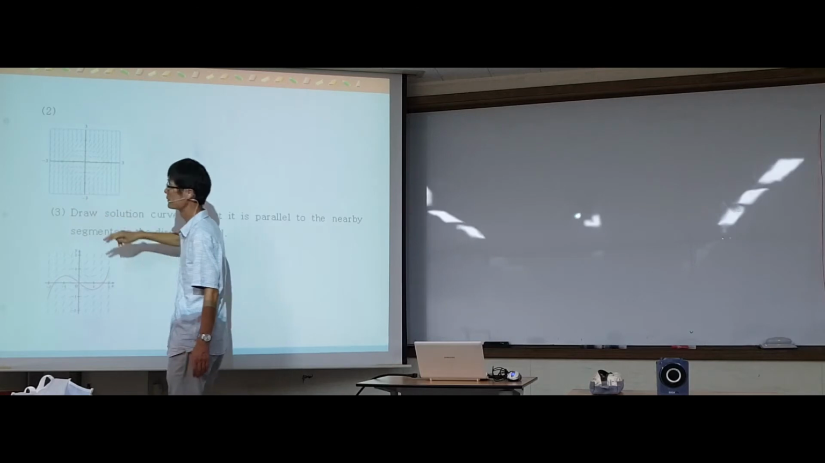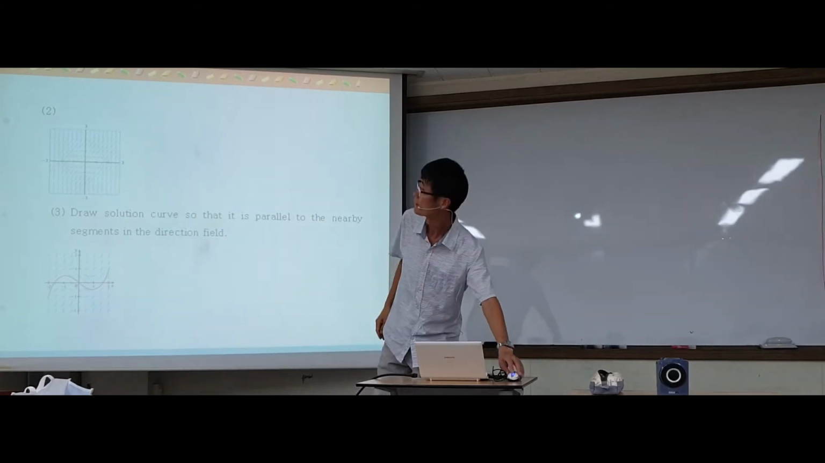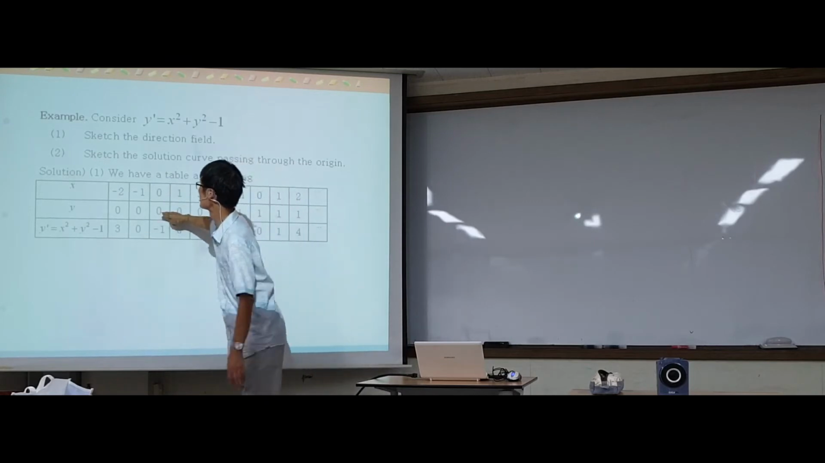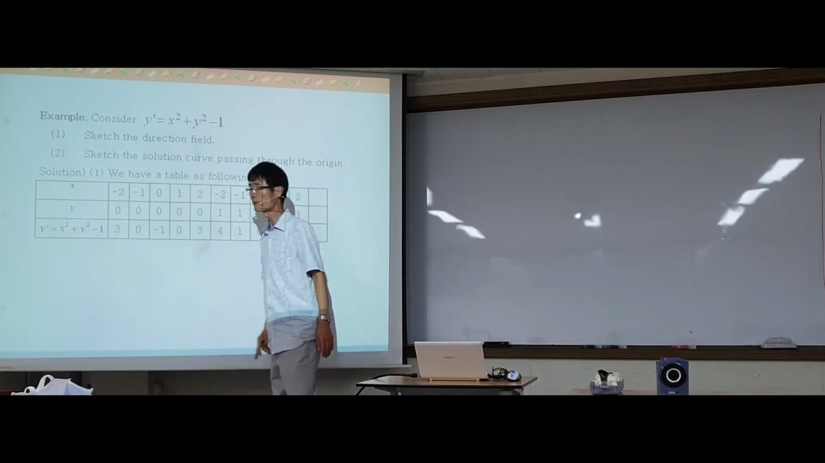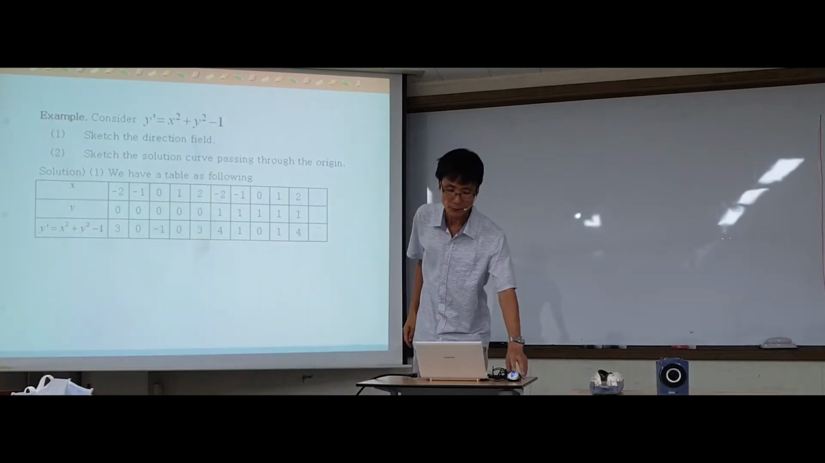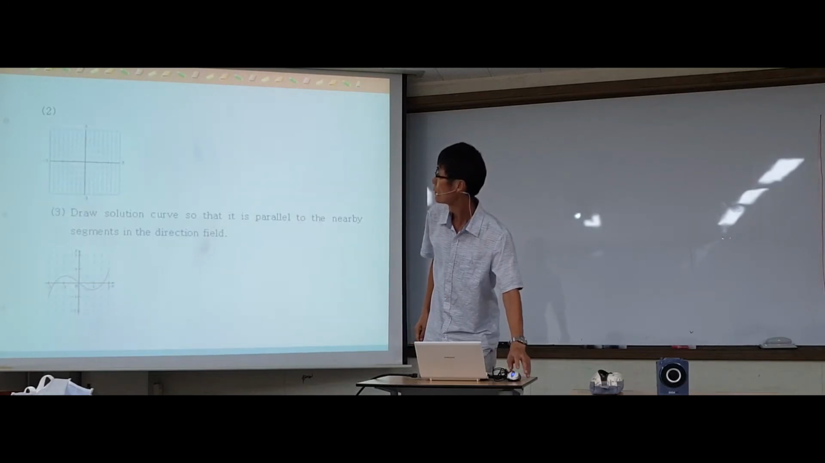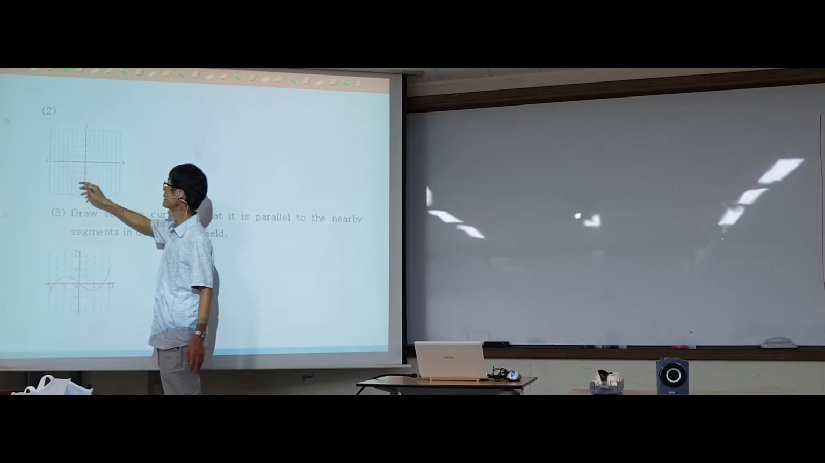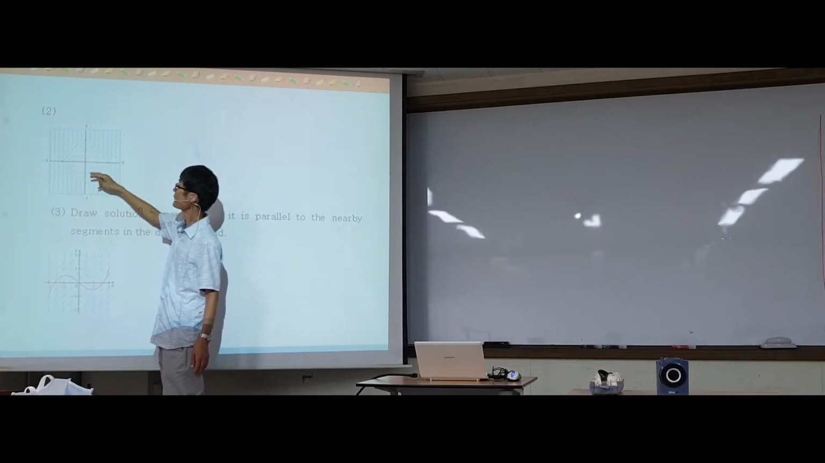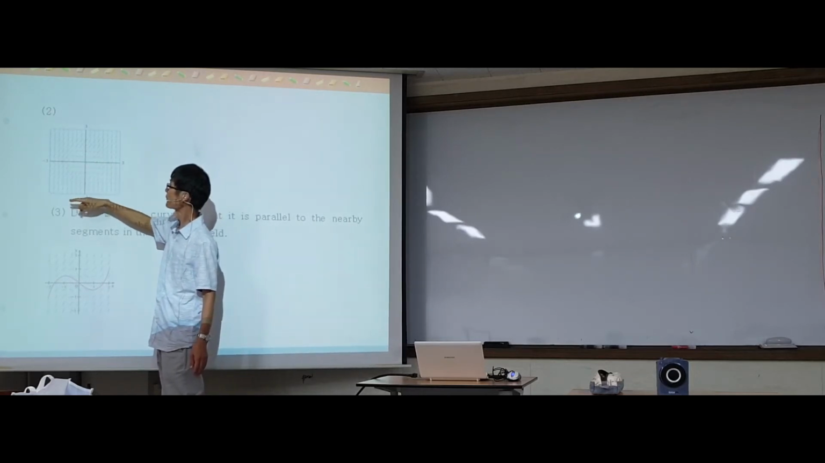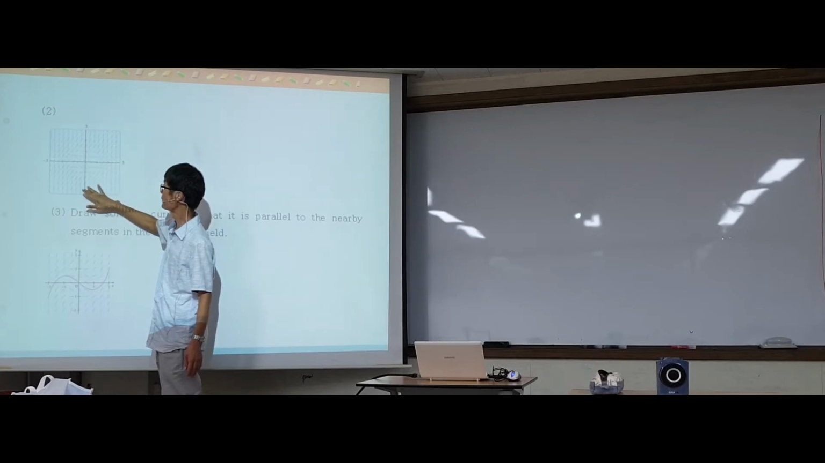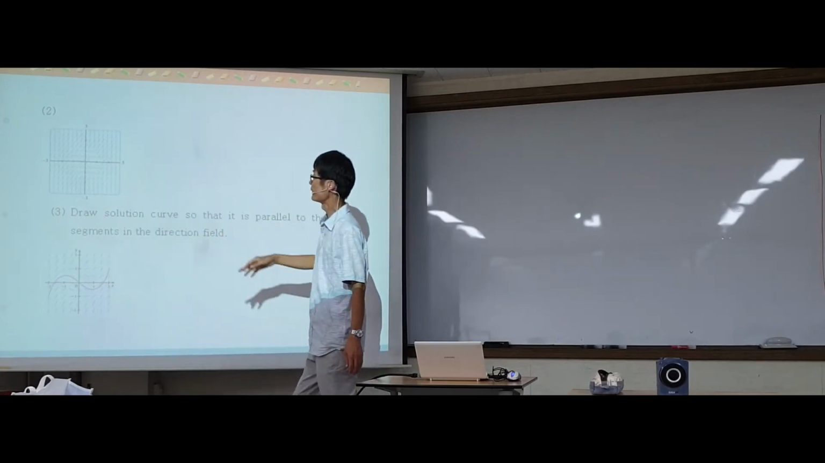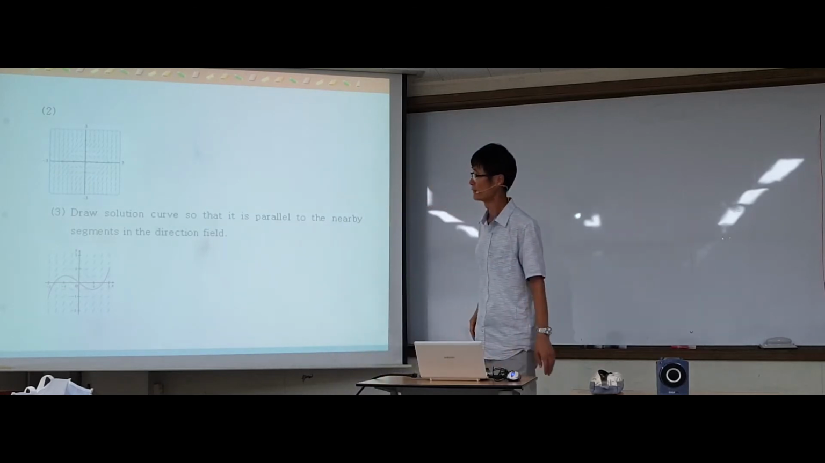For example, if x and y is 0, 0, then y prime is minus 1. So we draw a small line segment whose slope is minus 1. In this way, we can draw some field which is a field with some needles. And such a field is called direction field.